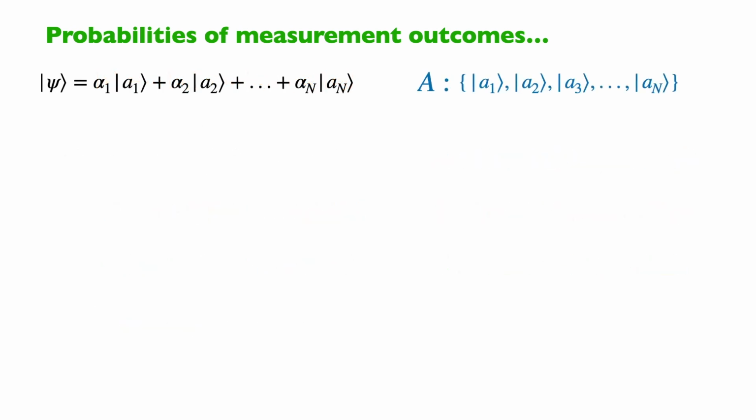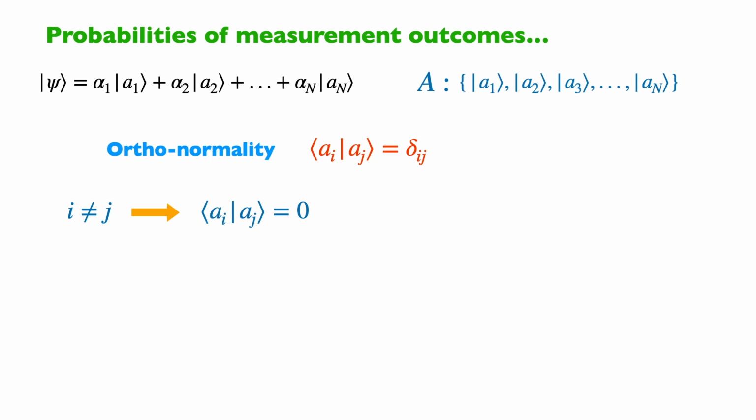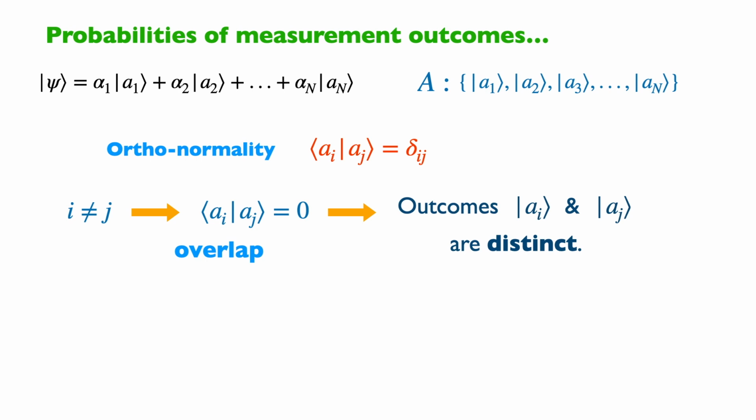If the system is in state psi, and we wish to measure observable A, recall that the basis associated with A satisfies the orthonormality condition. This implies that when i is not equal to j, the inner product of the states A_i and A_j, which is also called the overlap of the two states, is equal to 0. When this happens, we say that these states are distinct. Distinct here is to be understood in the same sense of the outcomes being mutually exclusive, as familiar in probability theory.